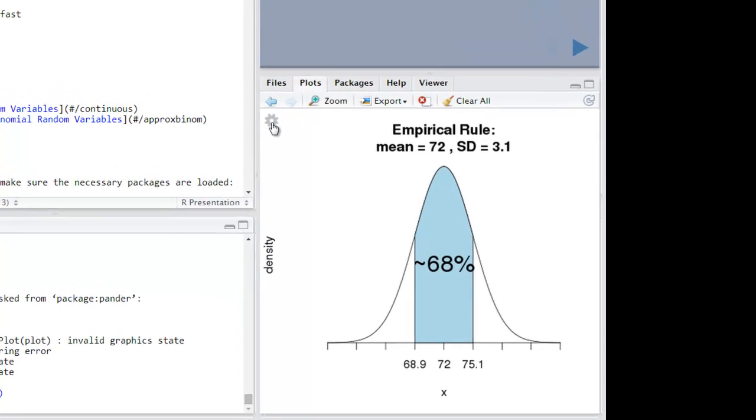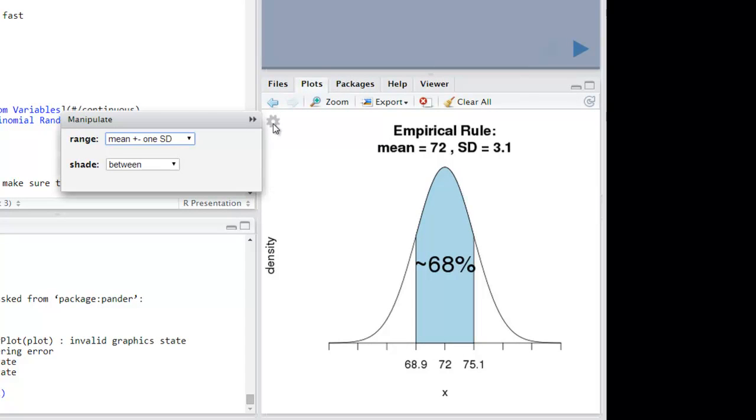Up here in the manipulator wheel, if you click on it, you'll see a few things that you can play around with. The first thing that you can do is change the range that you're looking at. Right now it's set to mean plus or minus 1 standard deviation, so it's talking about the first part of the empirical rule. You could change it to mean plus or minus 2 standard deviations. So this would be the second part of the empirical rule. And notice that the shaded region here changed from roughly 68% to now roughly 95%. Now if we go up and down one more standard deviation, you'll see that now we've captured about 99.7%.